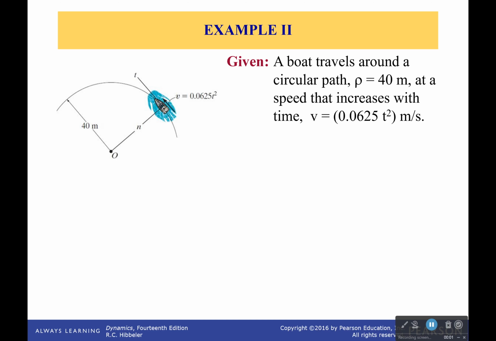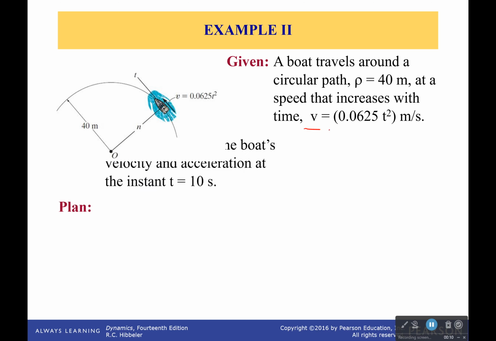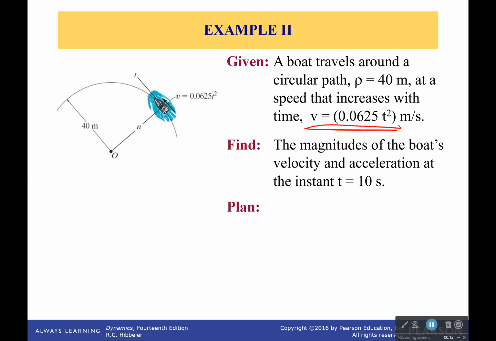Hello everyone, welcome back. So this time we're going to be going over another example, and we have a fairly similar situation to last time, except this time we know the velocity is a function of time rather than the velocity is a function of the path. Also, the radius of curvature is given to us. So what does it want us to find?